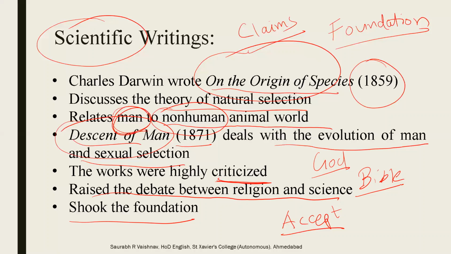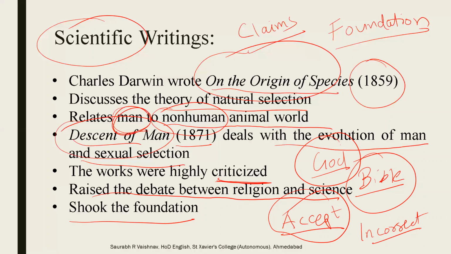So when Charles Darwin published these works, and tried to prove that whatever we have learned till now, whatever religious books have taught us, is incorrect, it shook the foundation of the Victorian common person's mind. And that is how there is a constant raging battle throughout the Victorian age between religion and science.